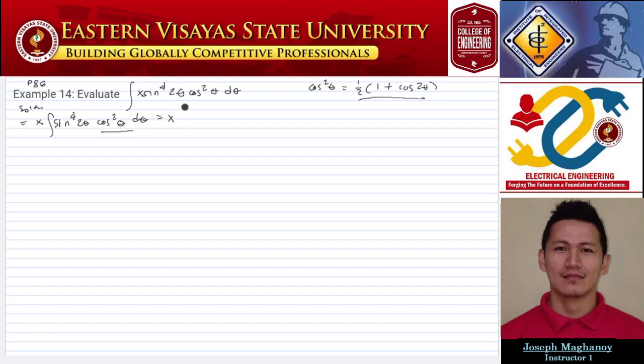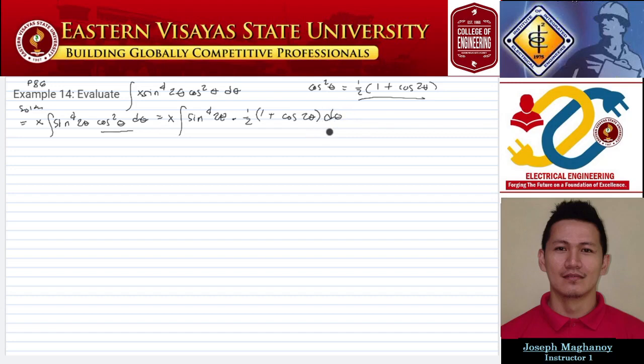So x integral of sine raised to 4 of 2 theta. Oops, we need to rewrite it. We still have 1/2. Okay, so 1/2 quantity 1 plus cosine 2 theta. Oops, your d theta, don't forget it.